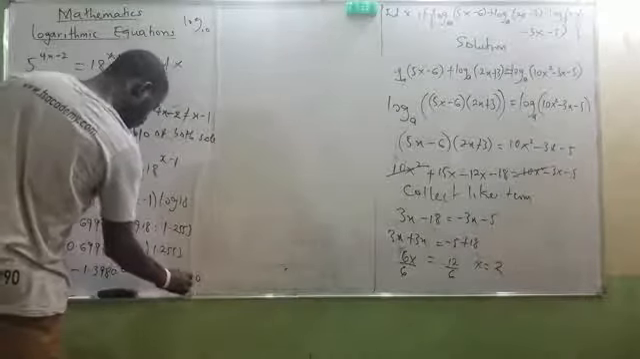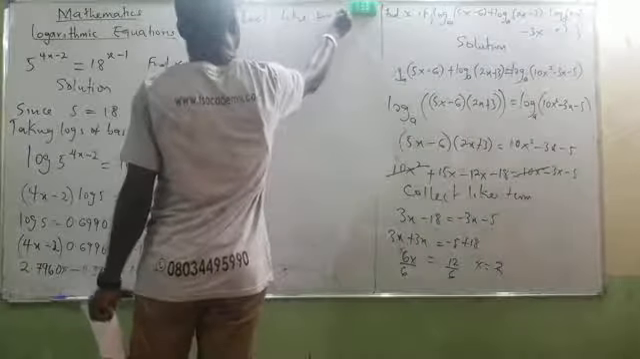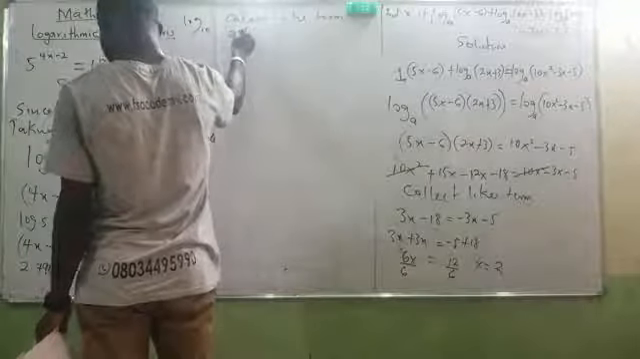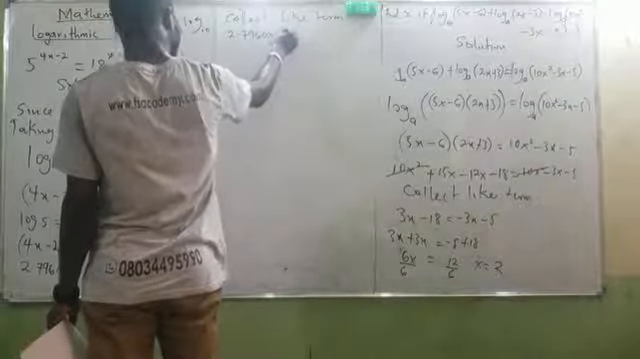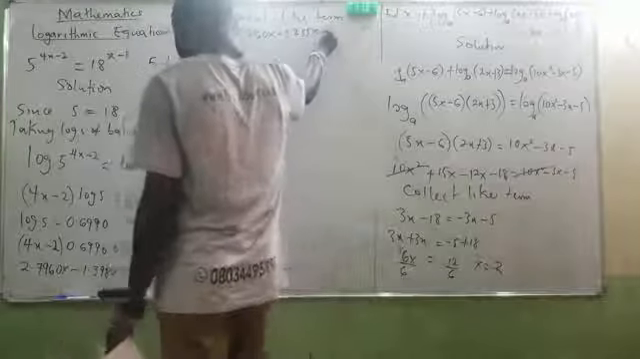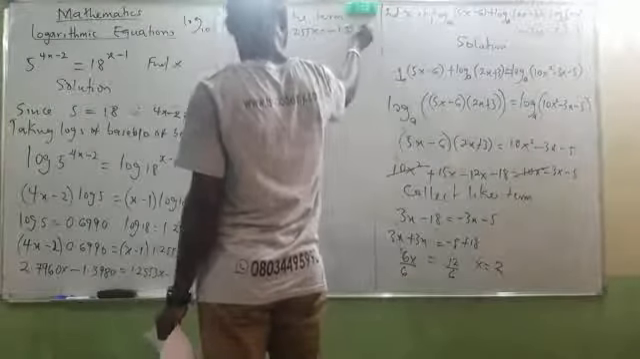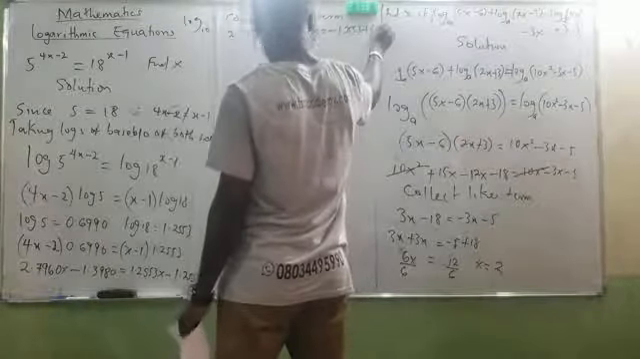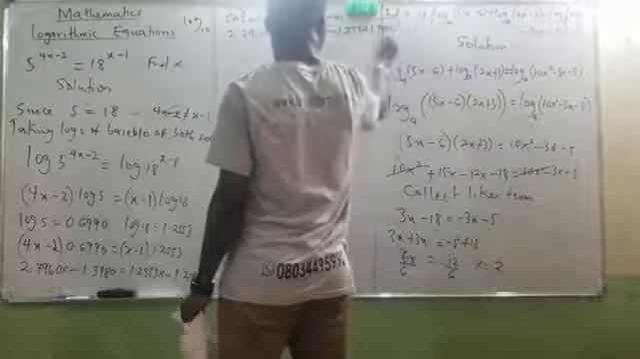Now, I think I collect like terms. Now, it means I'll be having 2.7960x minus 1.2553x equals to, now I'll be having minus 1.2553 plus 1.3980. Sorry, I'm making use of this.